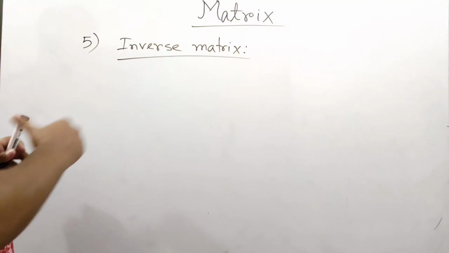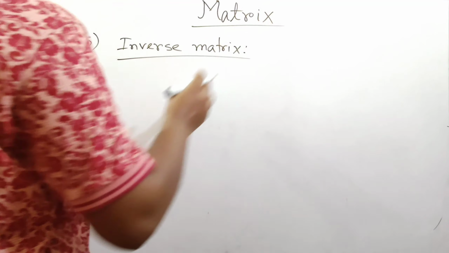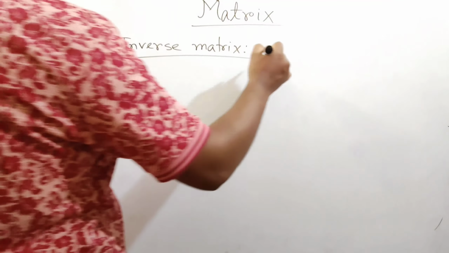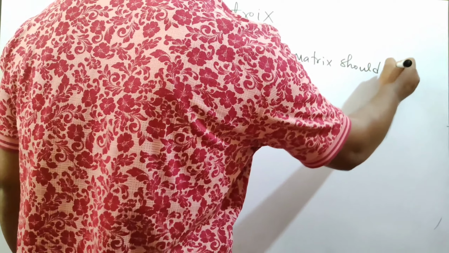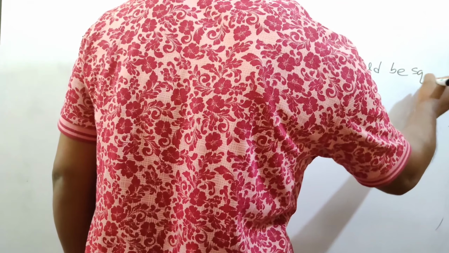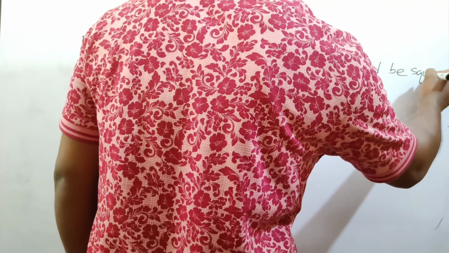So when you find the inverse matrix, you must know some important properties. Number 1, the matrix should be square. That means it must be a square matrix, otherwise you cannot find the inverse of this matrix.